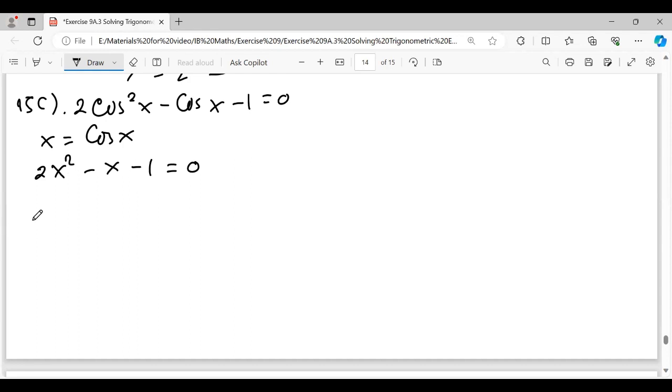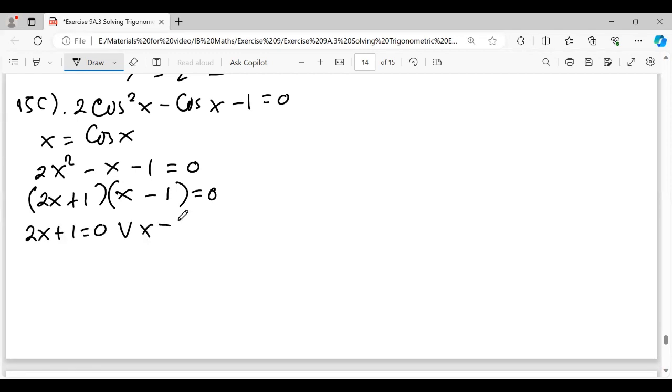And then through factorization, 2x plus 1 equals 0, or x minus 1 equals 0. So 2x equals negative 1, x equals negative half, or x equals 1.